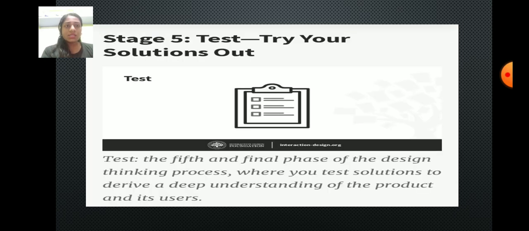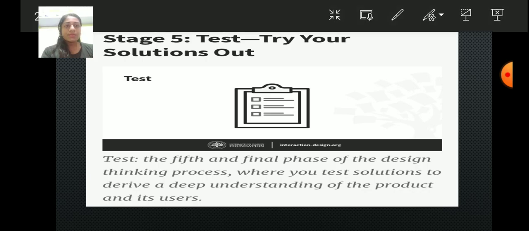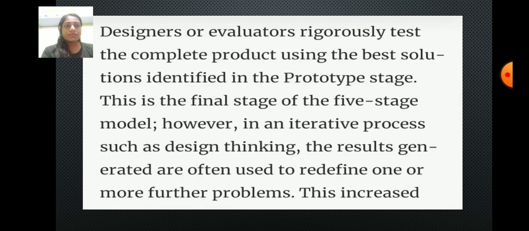The next stage is test: try your solutions out. Designers or evaluators rigorously test the complete product using the best solutions identified in the prototype stage. This is the final stage of the five-stage model. However, in an iterative process such as design thinking, the results generated are often used to redefine one or more further problems.